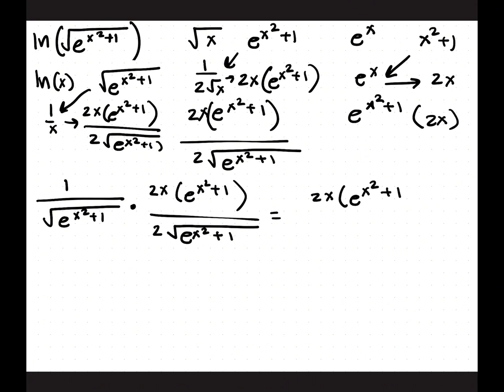And finally, I simplify our answer. And we get 2x times e to the power of x squared plus 1 all over 2 times e to the power of x squared plus 1. And by cancellation, we just get x.